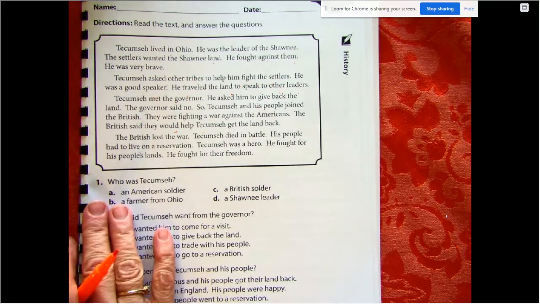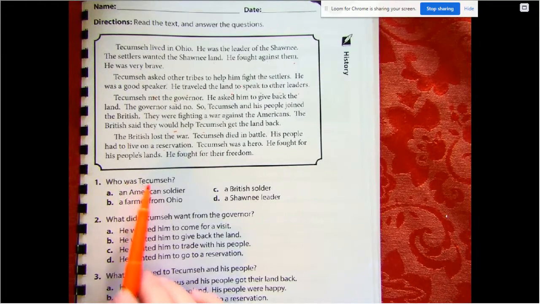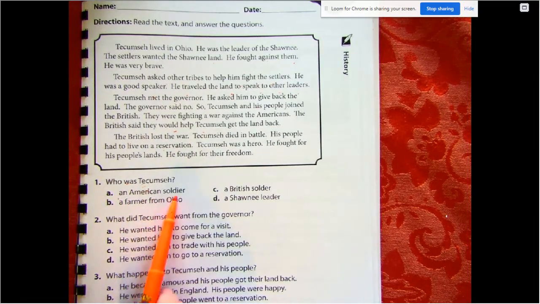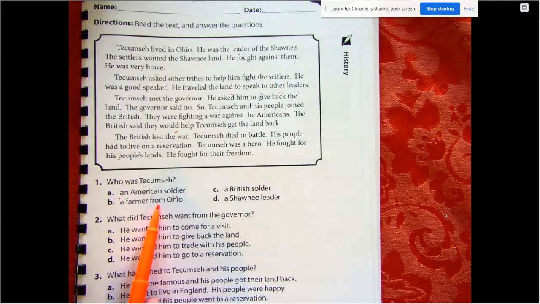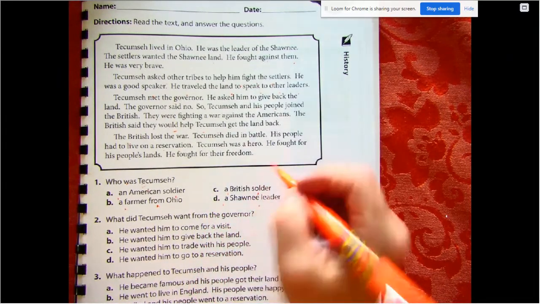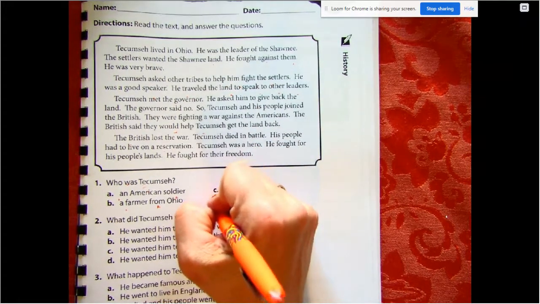So let's go to the questions that we have here. Who was Tecumseh? Was he an American soldier? Was he a farmer from Ohio? Was he a British soldier? Was he a Shawnee leader? This should say soldier. It's spelled wrong. He was a Shawnee leader.